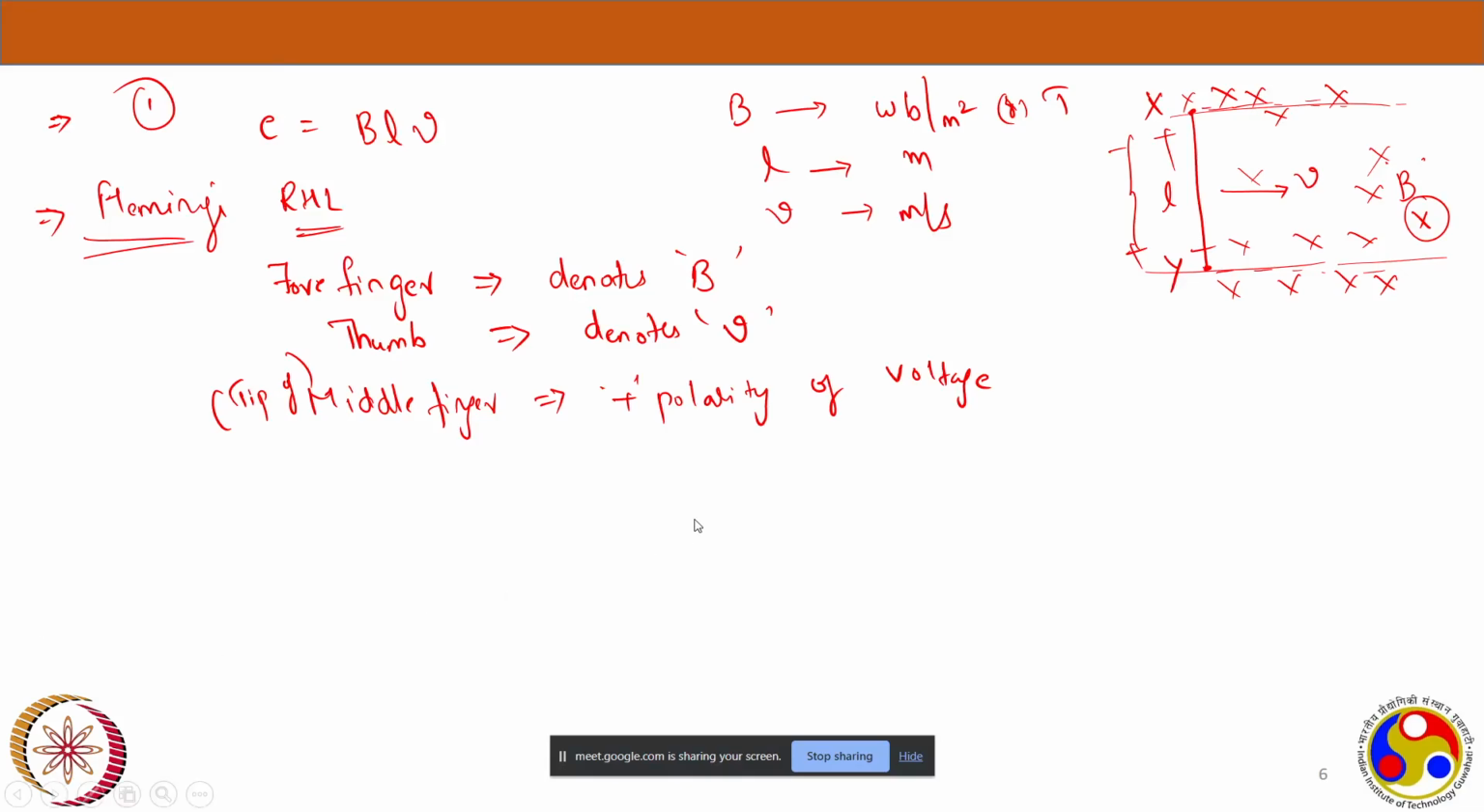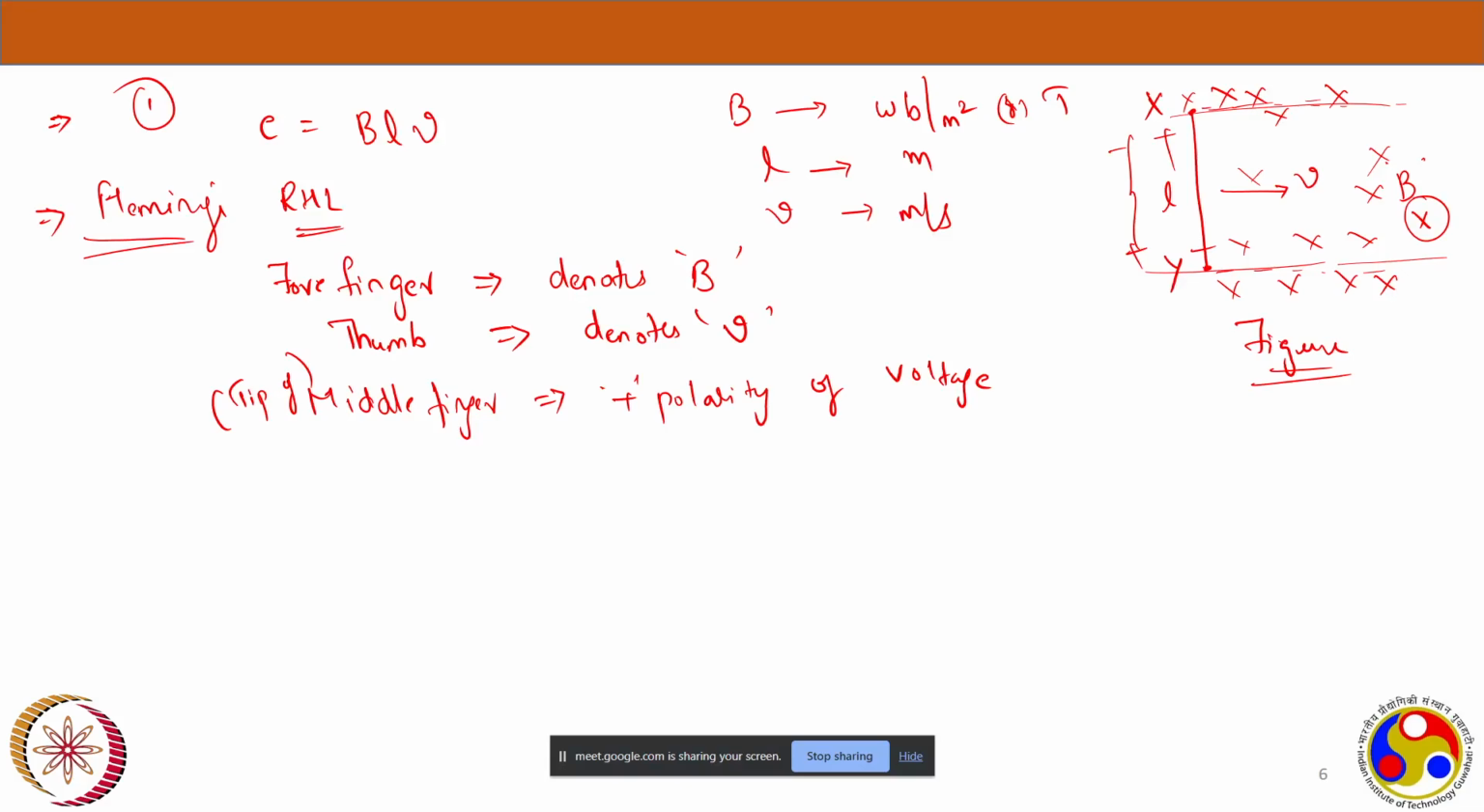Now, we can see the tip of the middle finger will give the positive polarity of the voltage induced. So that's how we will find the polarity of the voltage. Now you are looking at the figure here. At the top right, we have drawn the figure. Now, what is the direction of the magnetic field here? That is into the paper, right?